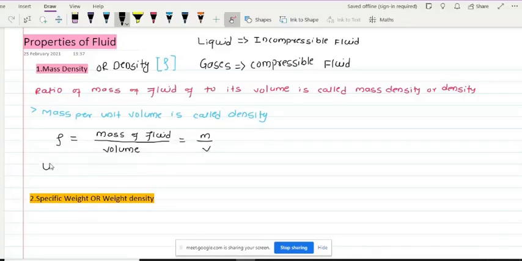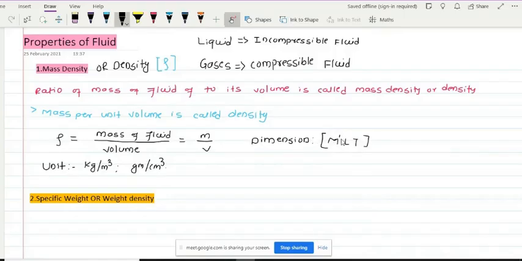What is the unit of this? The unit of density is kg per meter cube in the SI unit system. In the CGS unit system, gram per centimeter cube. Okay, this is the unit. What is the dimension for density? Dimension for density is M to the power 1, L to the power minus 3, T to the power 0. Density is also called mass density.